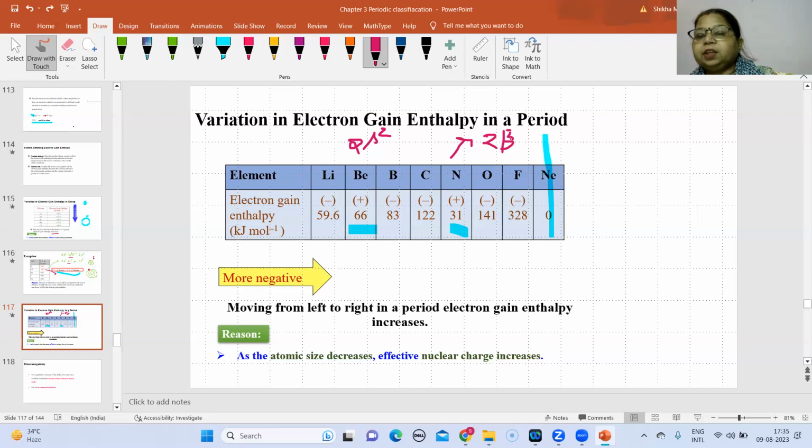So 2p3, we have discussed in terms of ionization enthalpy also. They are stable. Now, because they are stable, it will be difficult to take out or add an electron to them, because by doing so, they will become unstable. So therefore, the energy is not released, but you have to supply energy. Again, an interesting reasoning question can be asked from this section also.